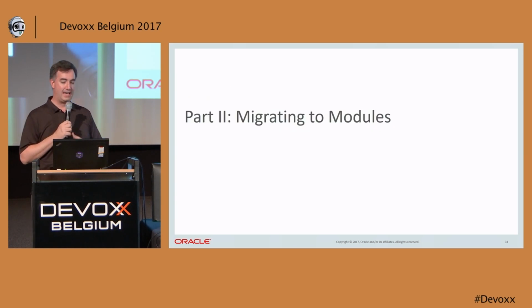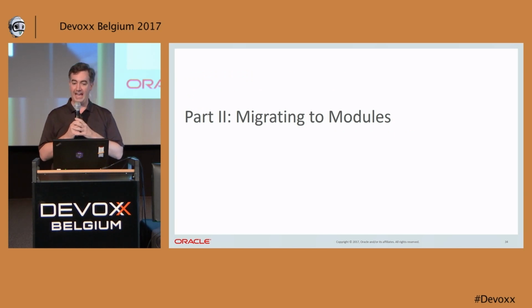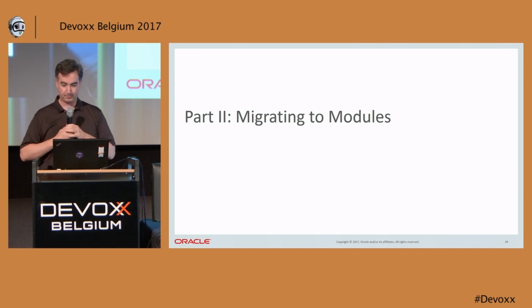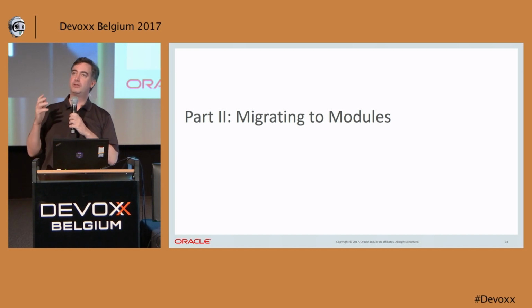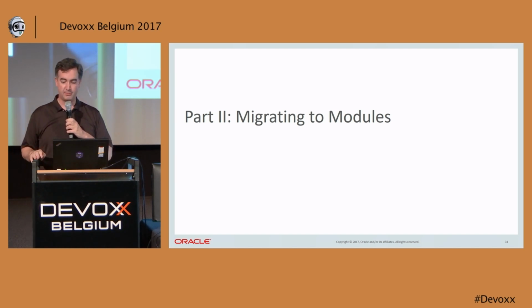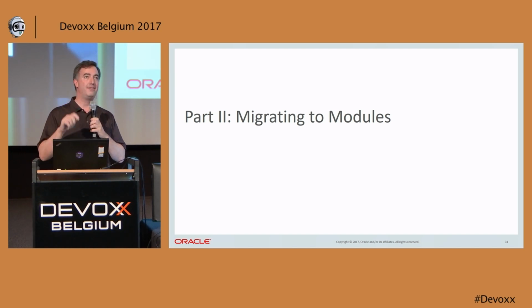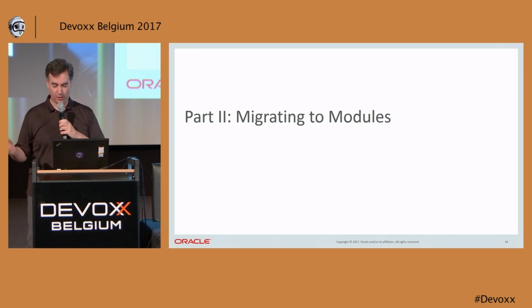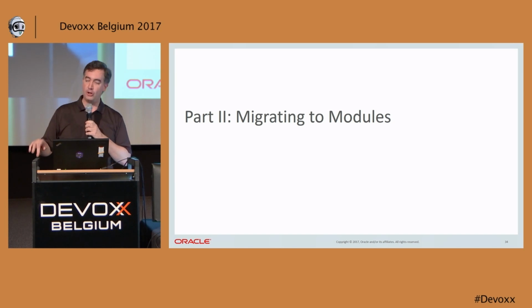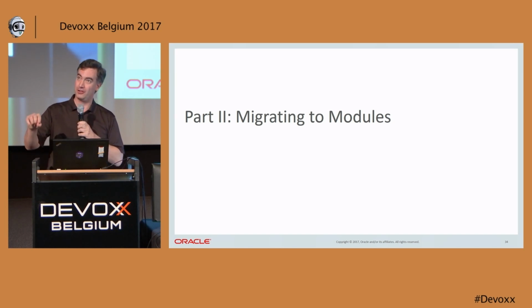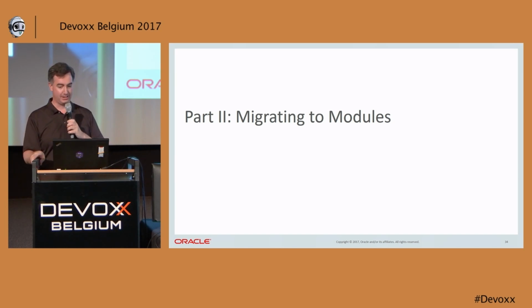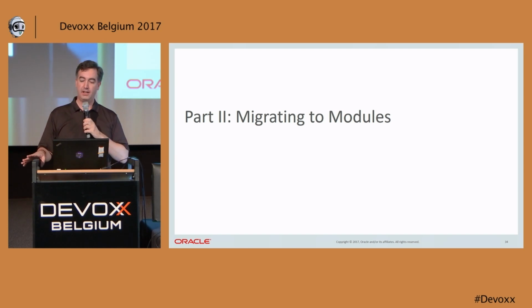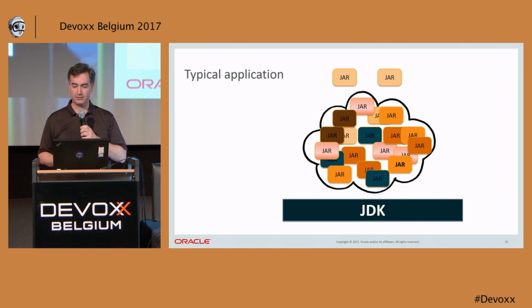Let's talk now about how to take an existing application and migrate it to modules. Since it's impossible to modularize the Java ecosystem all at once, we're going to be living with a combination of modular code, modular jars on the module path, and non-modular code, traditional jars on the class path, for a while. That's fine, and JDK 9 can help ease that migration. That's what this section is about.